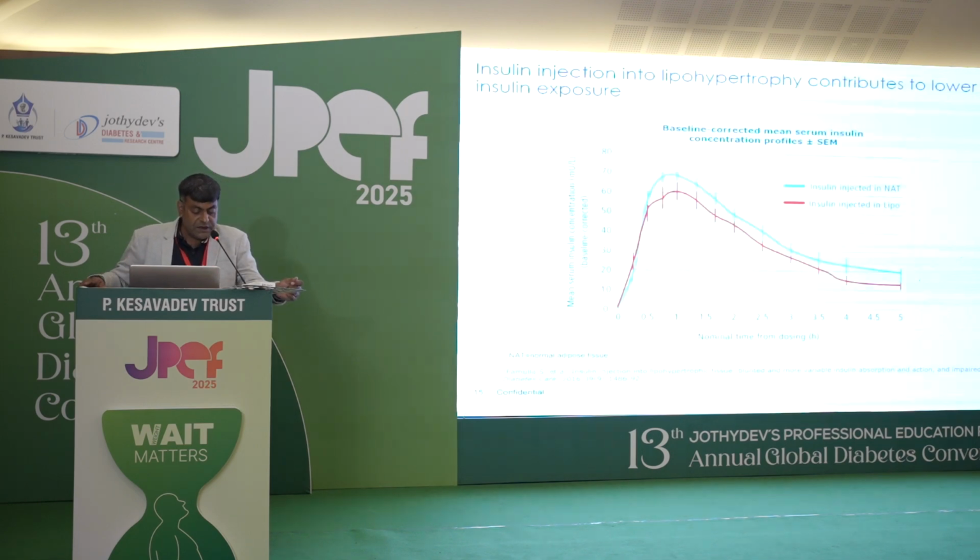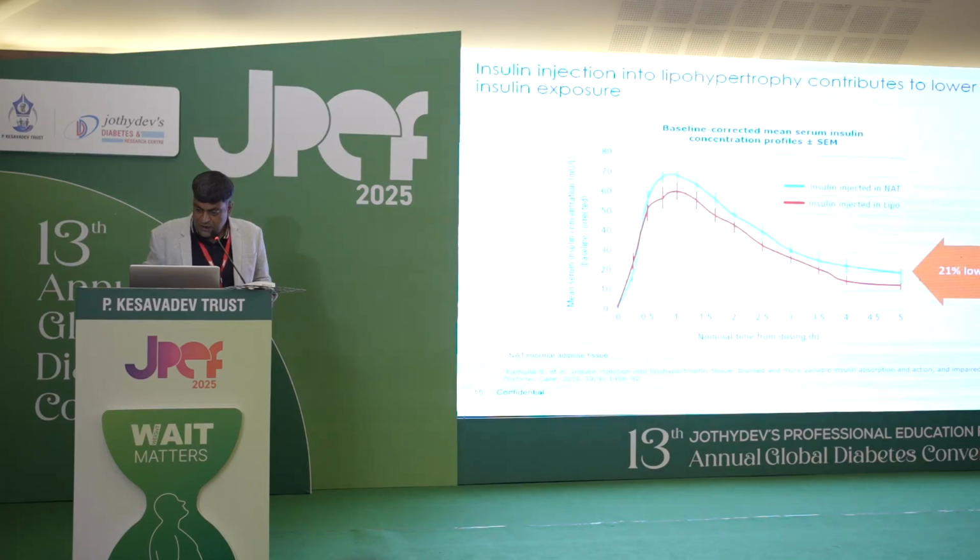So this was a study where they looked at the actual effect of insulin absorption at a normal adipose site and at the lipohypertrophy site. So when they injected insulin at a normal skin, this was the insulin response. And then when they used it at a lipohypertrophy site, this was the response. So the insulin levels were lower if you use the lipohypertrophic site, and they were lower by 21%, which is very significant, and that is why the patient would be requiring higher doses to control the blood sugar levels.